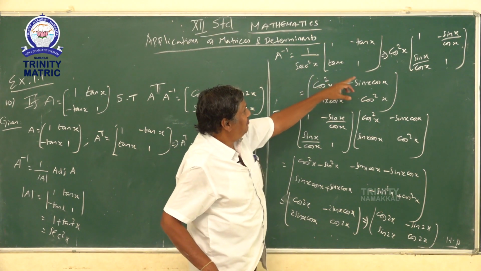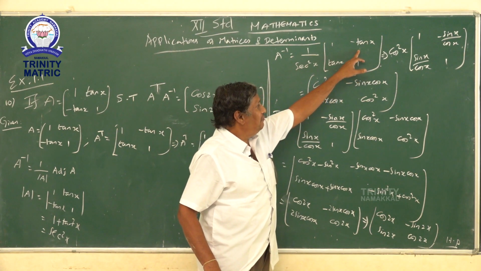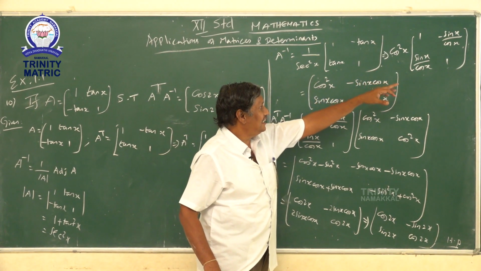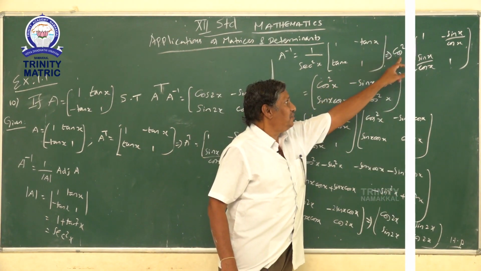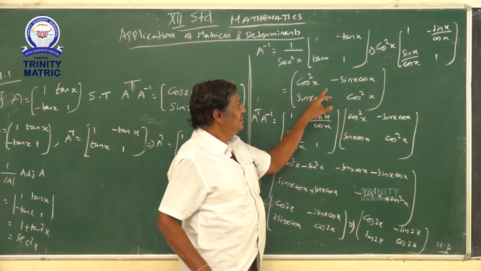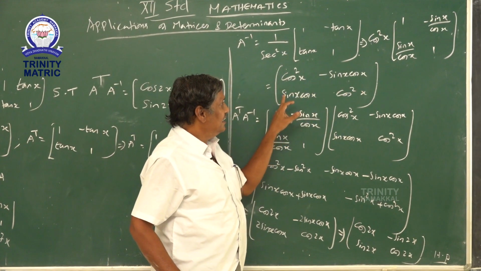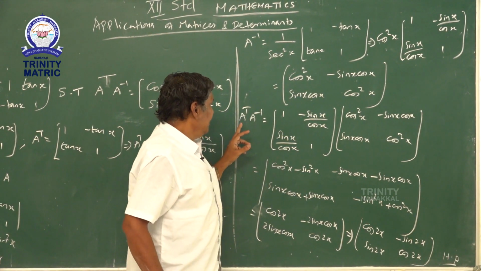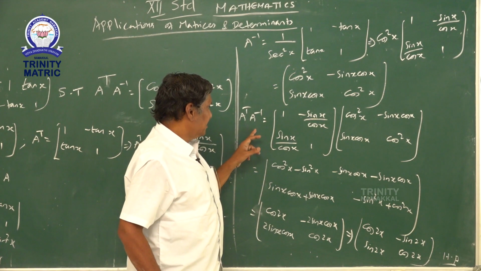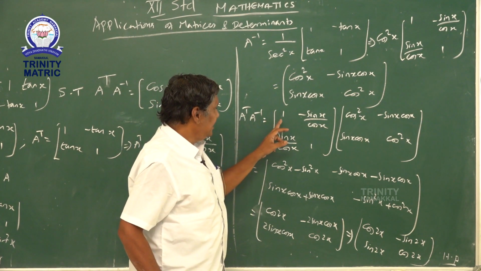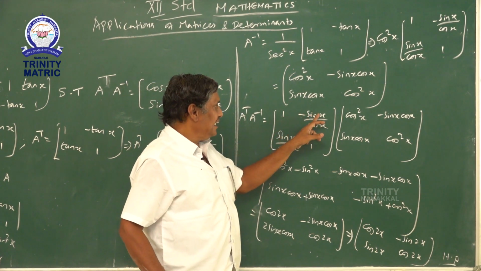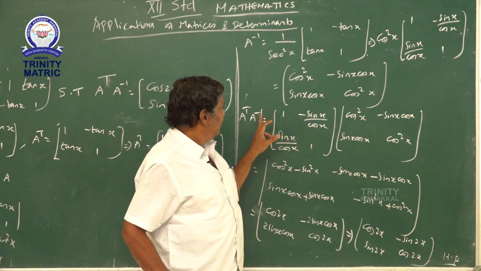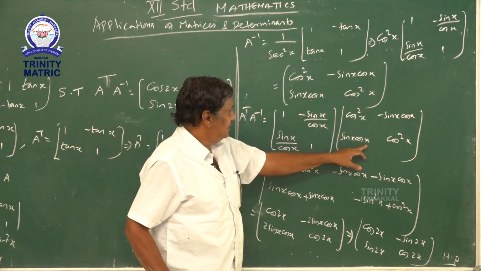1 by secant square x can be written as cos square x. Tan x can be written as sin x by cos x. Take this cos square x inside: cos square x, minus sin x cos x, sin x cos x, cos square x. Now we have to multiply A transpose into A inverse. A transpose is 1, minus sin by cos, sin by cos, 1. A inverse we write as it is.